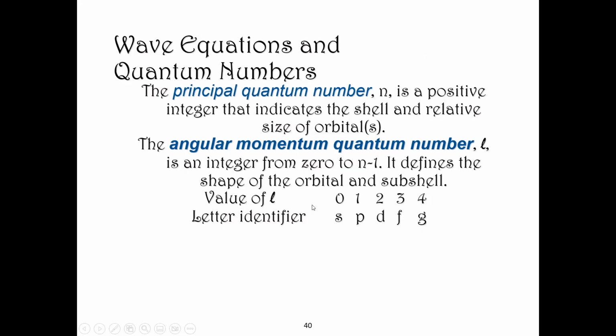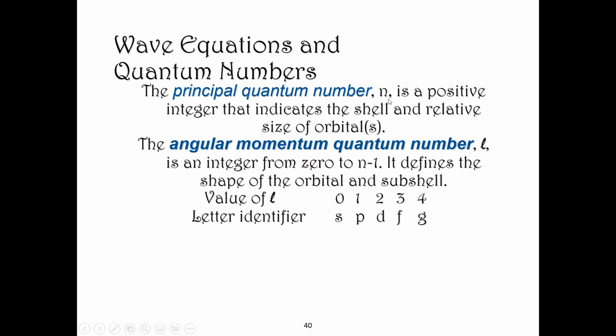But with the quantum number here, this can be equal to 0 to n minus 1. So if we think about a principal quantum number of 1, 0 to n minus 1 would be 0 to 0. So on that first energy level, we're only going to have an s orbital.